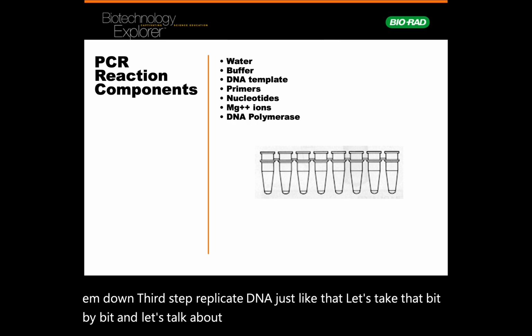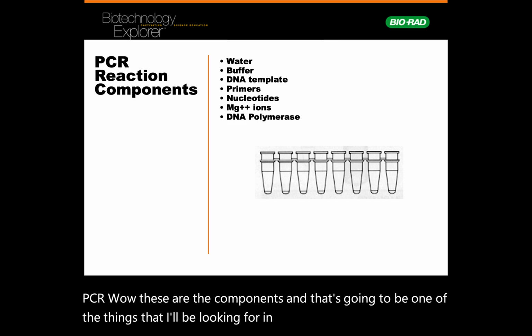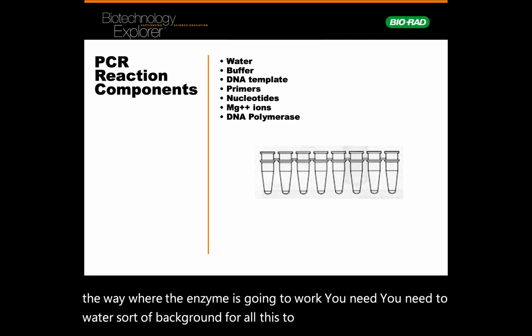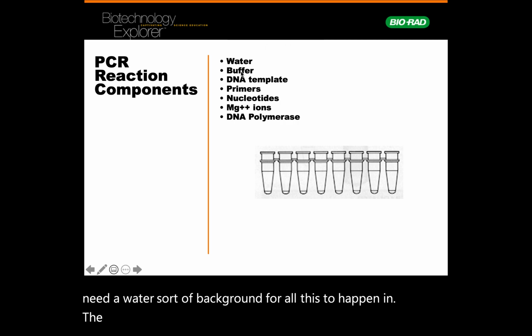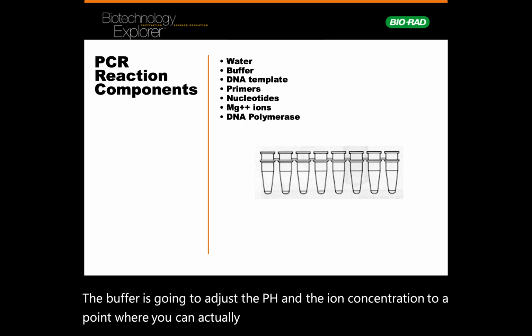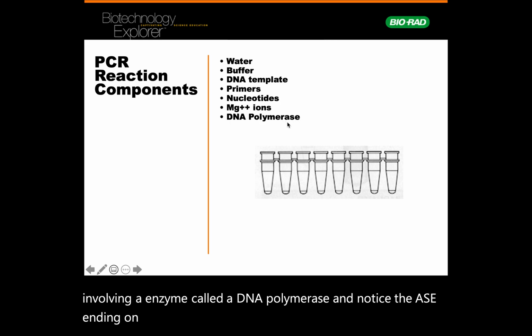So what do you need to actually do PCR? Well, these are the components, and that's going to be one of the things that I'll be looking for in a test answer. So water is just the way where the enzyme is going to work. You need a water sort of background for all this to happen in. The buffer is going to adjust the pH and the ion concentration to a point where you can actually do PCR, because you're going to be involving an enzyme called a DNA polymerase, and notice the ASE ending on the end, which means it's an enzyme.